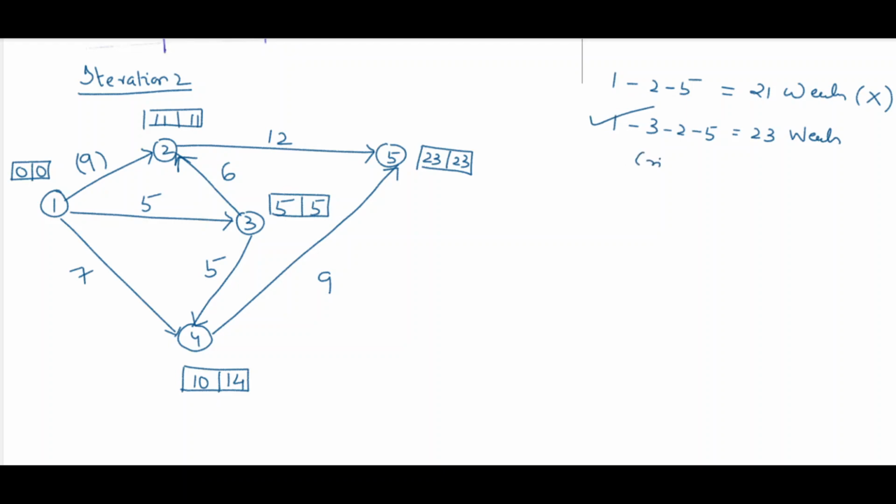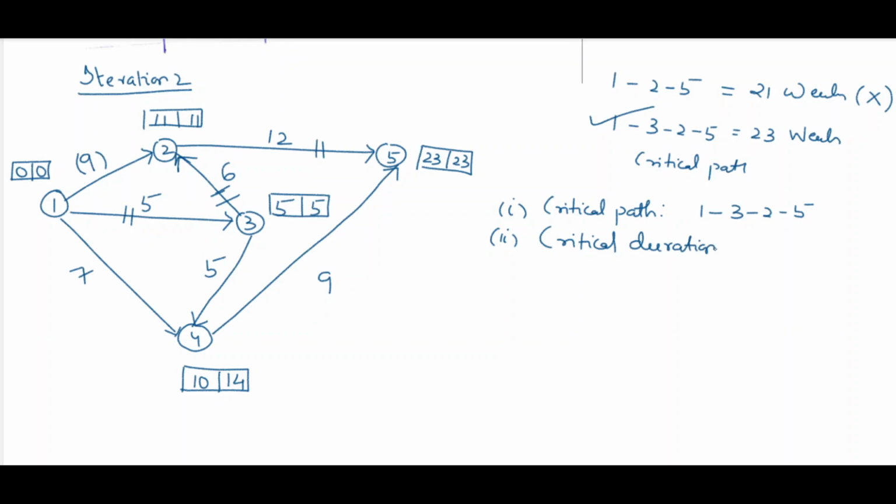So now I'll mark down the critical path. You can see this is the critical path. Likewise, if you follow the steps, there won't be any error. So it is 1, 3, 2, 5, and the critical duration is 23 weeks.